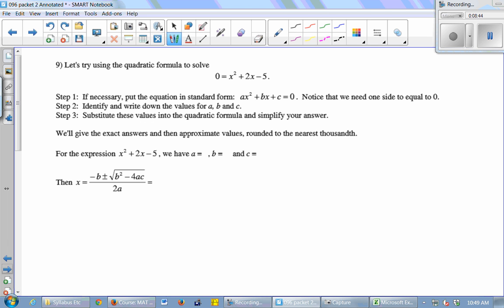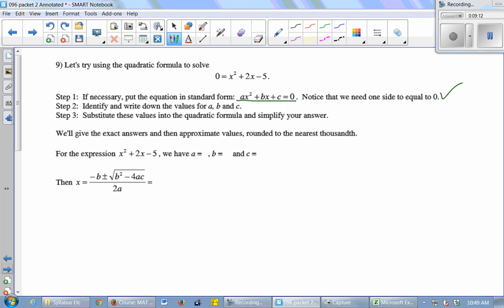Okay, so let's try using the quadratic formula. We've got x squared plus 2x minus 5 equals 0. So if necessary, we first have to manipulate it so it looks like this. Does it look like something times x squared plus something times x plus something else equals 0? Yeah. I've got an x squared term, an x term, and a constant term, and I have 0 on the other side. So I'm all set with step 1. One side has to be 0.